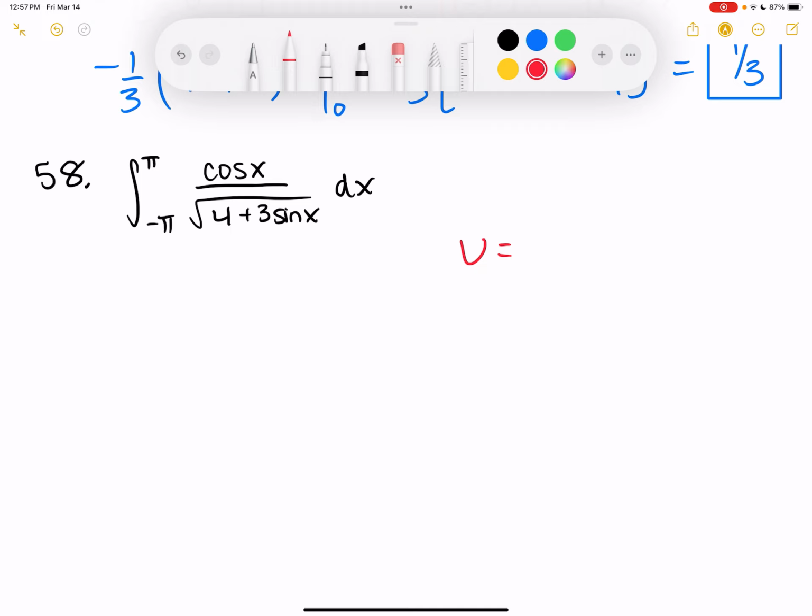I have no idea. 4 plus 3 sine of x. Because what's the derivative then?